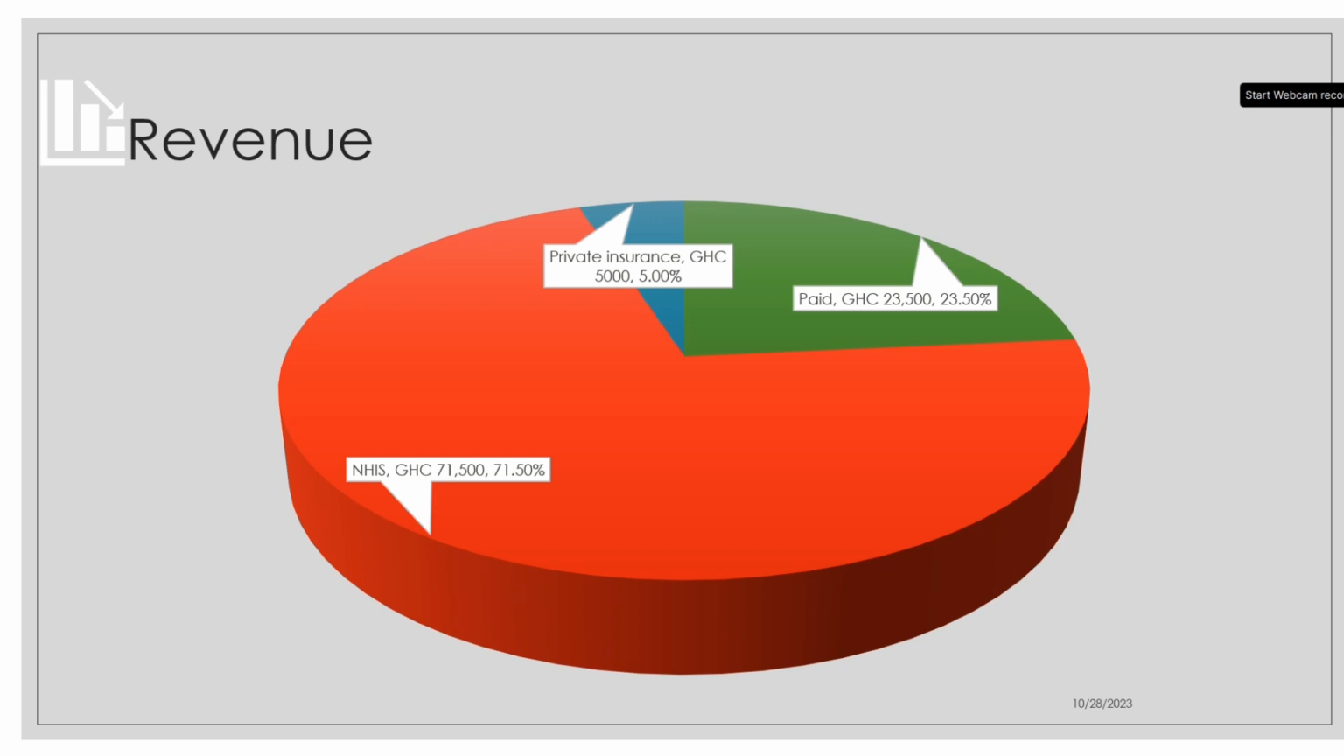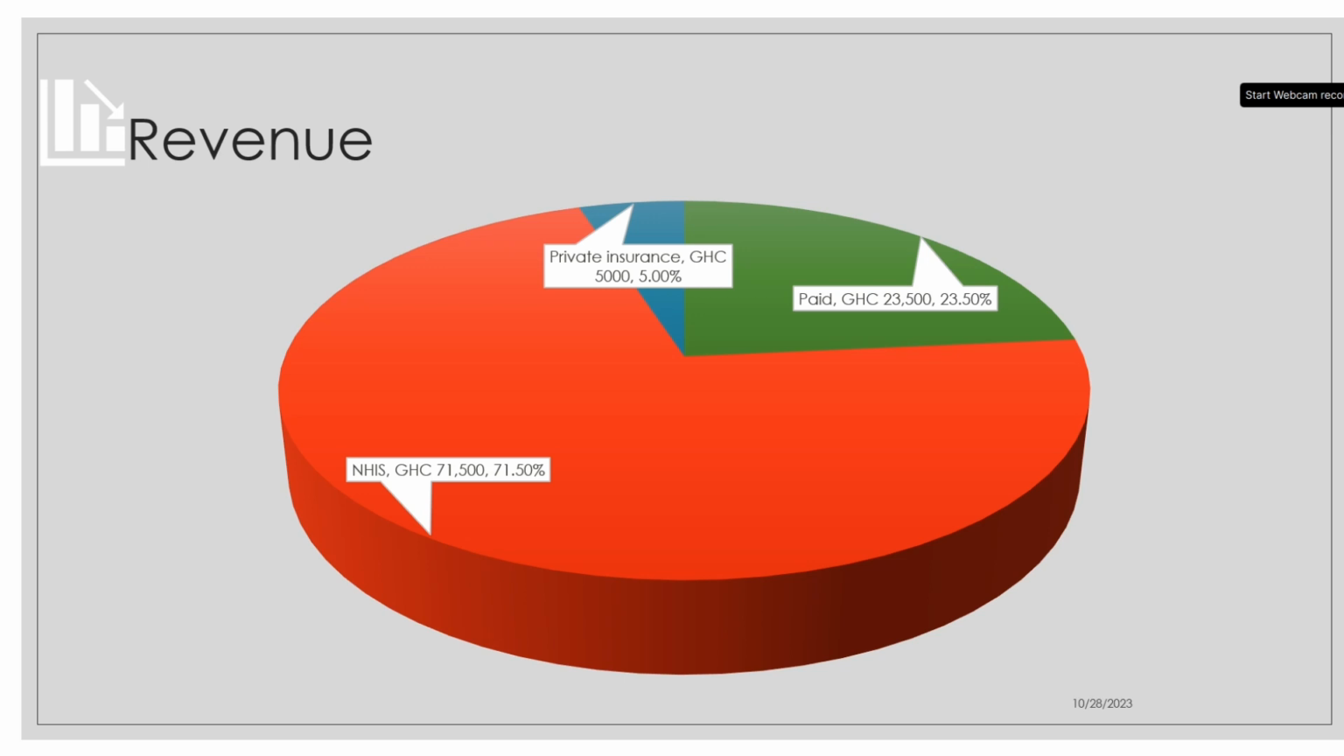So, for instance, when we consider this chart, this pie chart is on the revenue generated in a lab, and you can see that the portion in red is talking about how much revenue is generated from the National Health Insurance Scheme, and the green portion is saying that about 23,500 revenue is paid in cash, and the remaining is from private insurance.